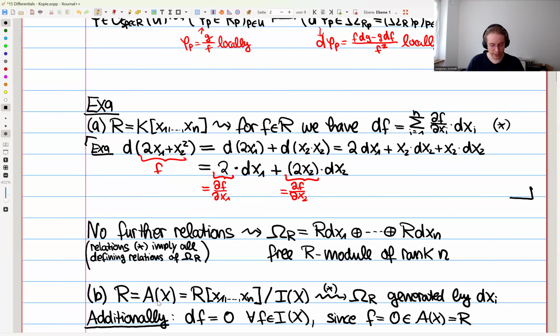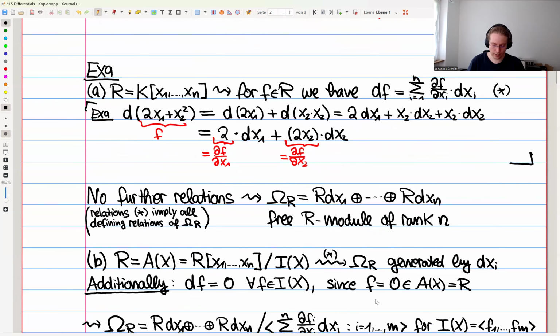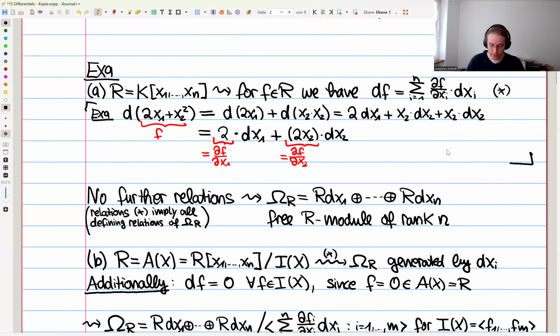So if X is an affine variety, then we know its coordinate ring is given by this quotient here. And this relation here is still true. So somehow you can still apply all these rules whenever you have any function represented by some polynomial. You can still express it in these terms. And this just shows that omega R for this new R is still generated by all these dx_i.